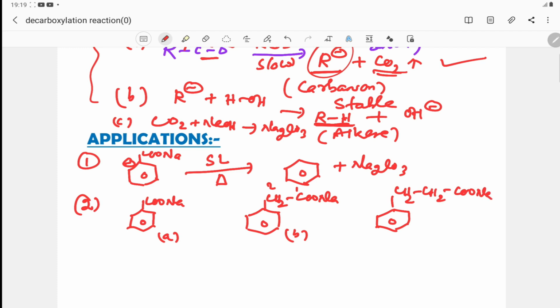Okay, this is the second example. This is numbering 1, 2, 3. So 3-phenyl propanoic acid, the sodium salt of 3-phenyl propanoate. This is a 3-phenyl propanoic acid derivative, and this is a 2-phenyl acetic acid derivative. This is only benzoic acid.